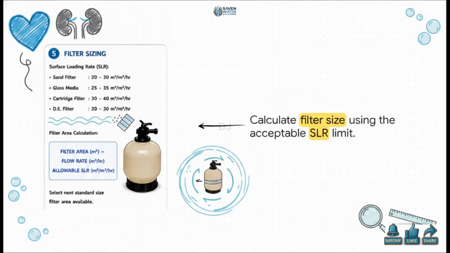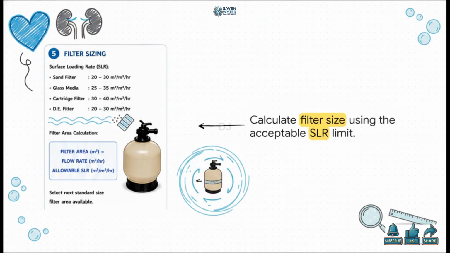And right next to the heart, you've got the kidneys, your filter system. You size this vital piece of equipment by taking that required flow rate we just calculated and dividing it by the allowable surface loading rate, or SLR, for your specific filter media. I actually found it really fascinating that different materials filter at totally different speeds. For example, sand filters operate between 20 and 30 cubic meters per hour, whereas cartridge filters can handle a slightly higher loading rate. Once you do that quick bit of division, you literally just go and select the next standard size filter area available on the market.